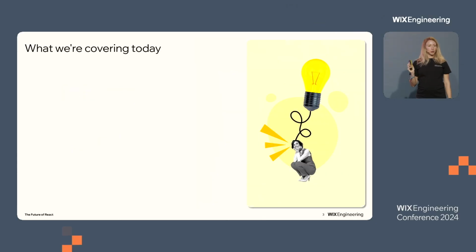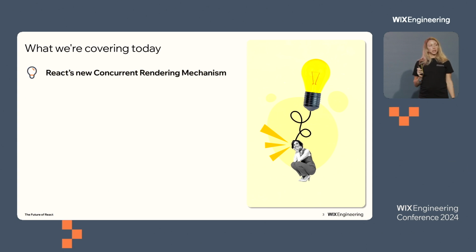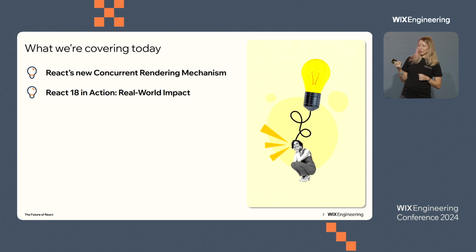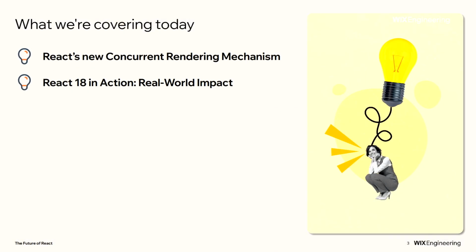So this is what we are going to talk about today. First, we'll understand what concurrent rendering in React means. Then we'll cover React 18 features we already applied and see their impact. And finally, we'll explore React 19 features and see some code demos.